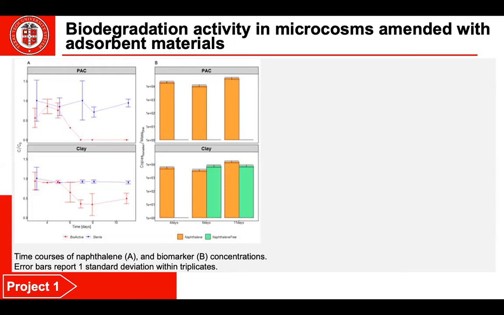My column on the right is showing biomarker. In the activated carbon system, which is the one on the top, you can see we're seeing an increase in the NaH biomarker, which is associated with PAH transformation inside the systems that contained the PAH. Inside the systems that didn't contain PAHs, which is my green, there's no biomarker increases. In contrast, in the clay system, we're seeing biomarker increases in both systems, regardless of presence of naphthalene.